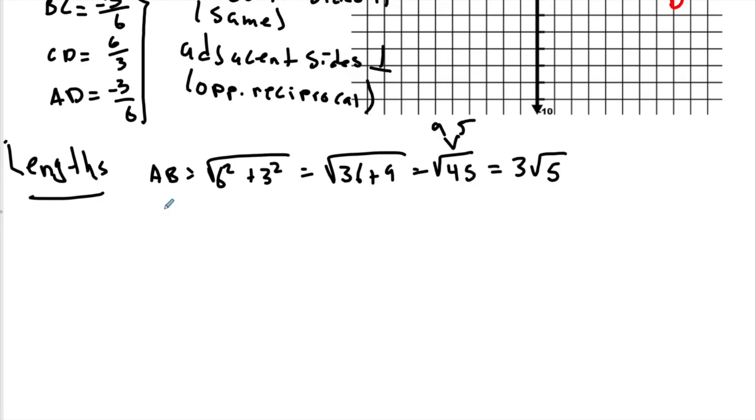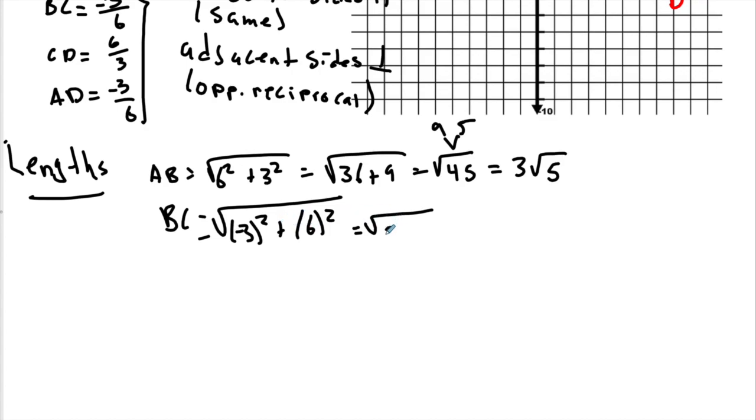Okay? Now BC. Okay? Notice negative 3 squared is 9. Remember, negative 3 squared is not the same thing as negative 3 squared. Negative 3 squared means negative 9, because you square and then negative. That's not what I want. What I want is to multiply negative 3 by itself, not to take the opposite of 3 squared. Okay, and this again is square root of 45, which is 3 root 5.